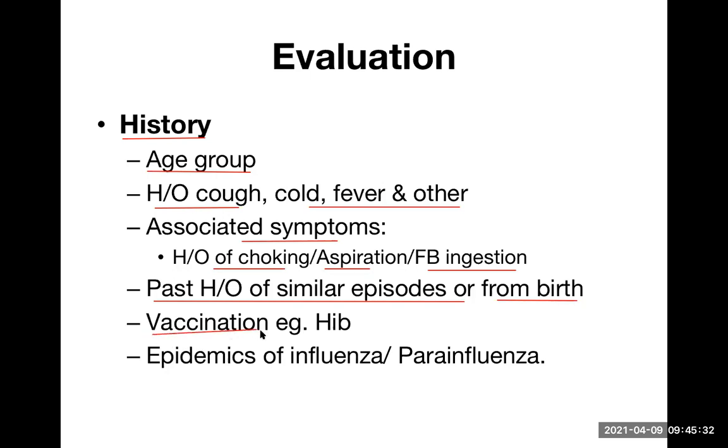Ask about the vaccination. One of the important vaccines here is the HIB vaccine. Now tell me, this vaccine is given for which bacteria? HIB vaccine. Haemophilus influenzae. Yes, sir. Type B. Excellent. Haemophilus influenzae type B. Absolutely. And at what time do we give this vaccine to the child?